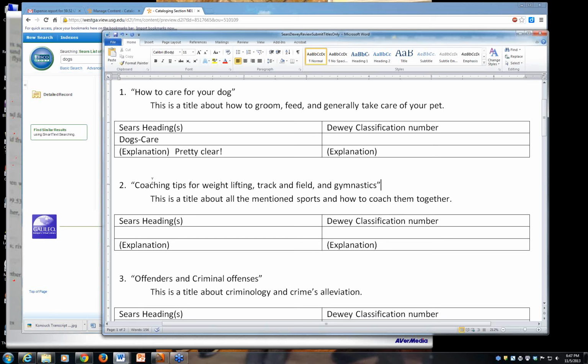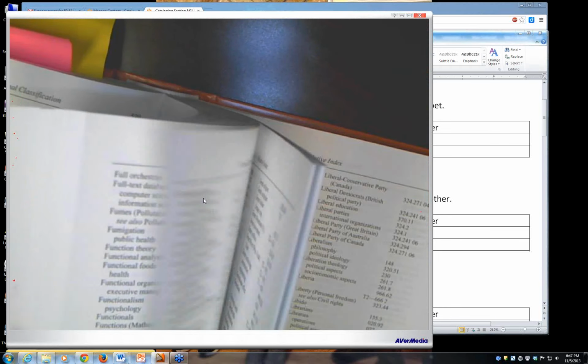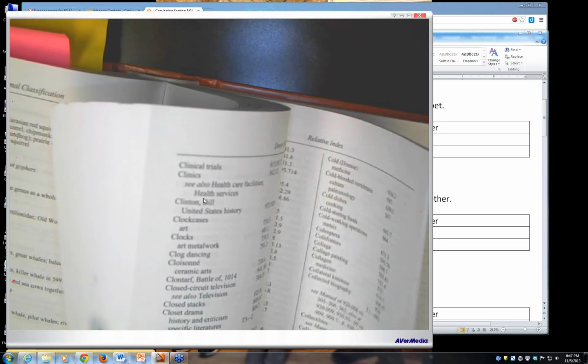Now, this could be categorized under just coaching tips. If you decided to go that route and look in the index under coaching, then you would tell me this is the path I followed. I started out by looking up coaching in the relative index, and this is where it took me. But let's go to coaching and see what it says.